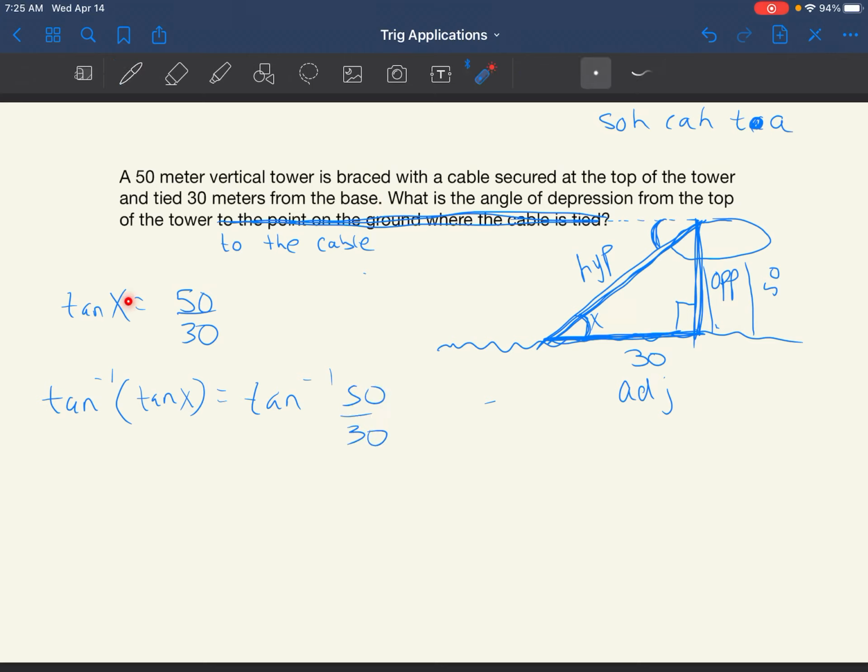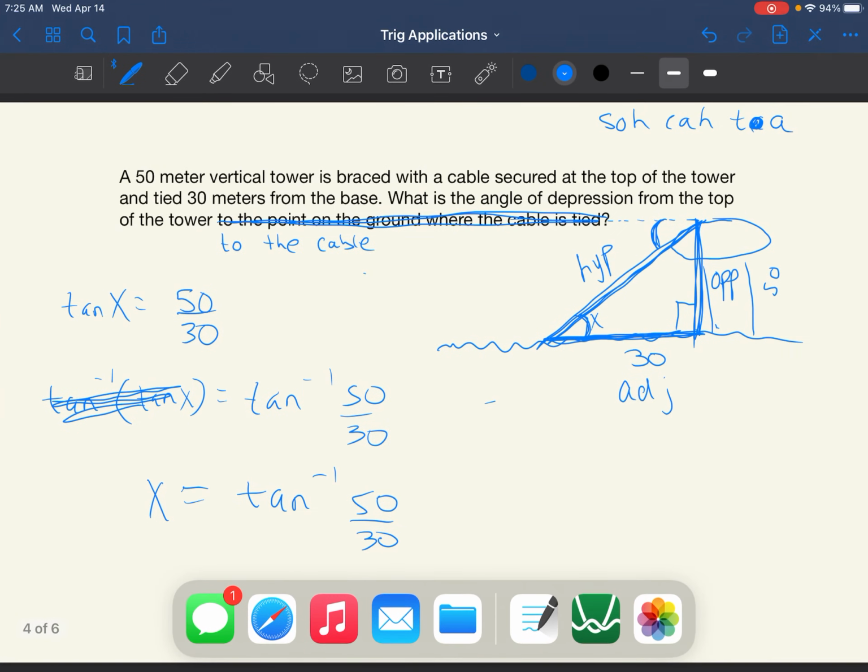Okay, so to recap, I had to get that x all by itself, so I had to get rid of the tangent. I had to do the opposite of the tangent to get rid of it. Opposite of tangent is inverse tangent. What I do to one side, I have to do to the other side. Well, inverse tangent cancels out the tangent, leaving just the x on this side equals, and this is what I'm plugging into my calculator, inverse tangent 50 divided by 30.